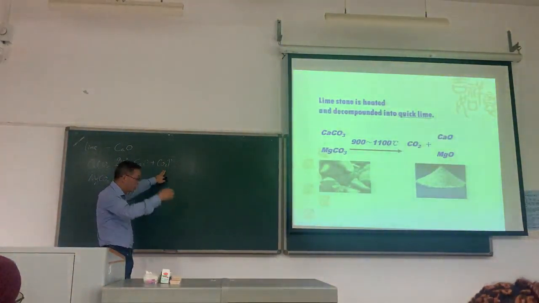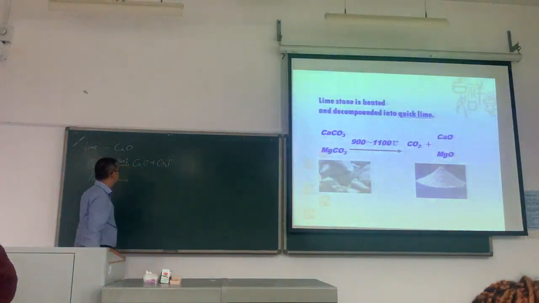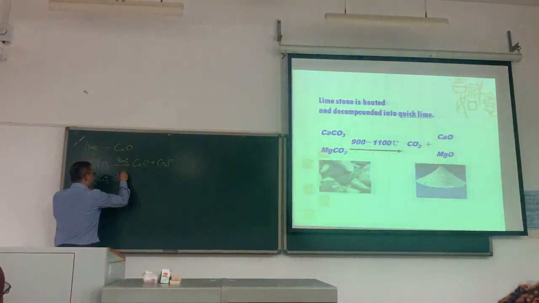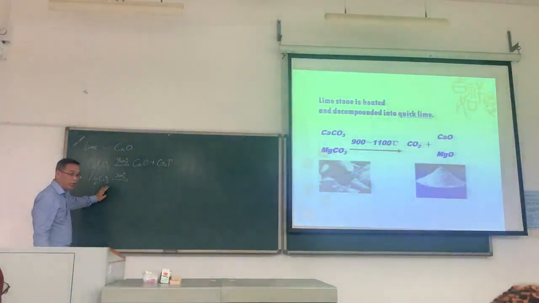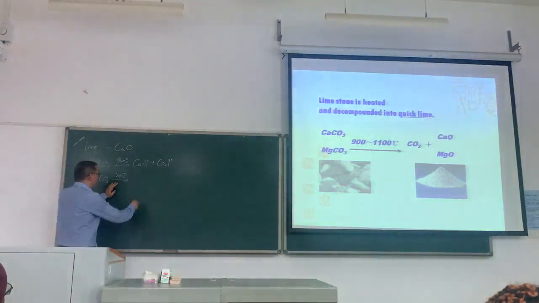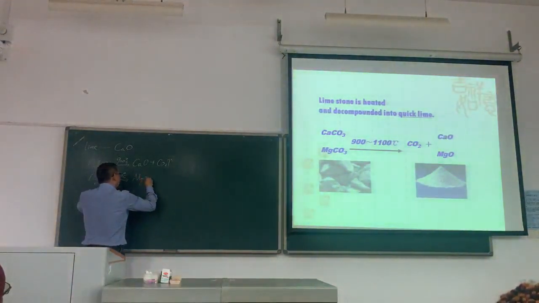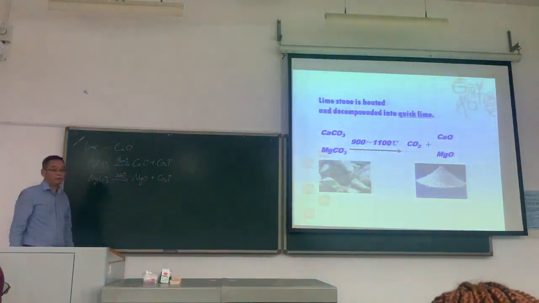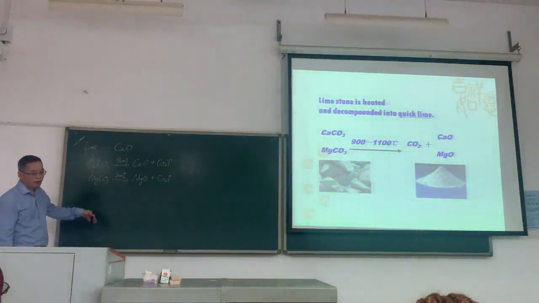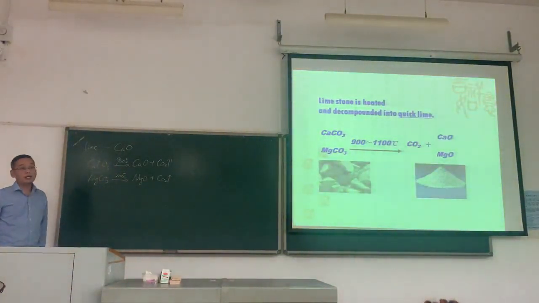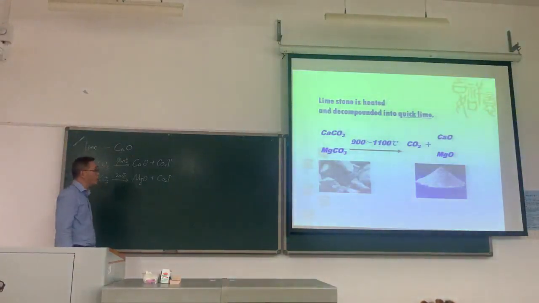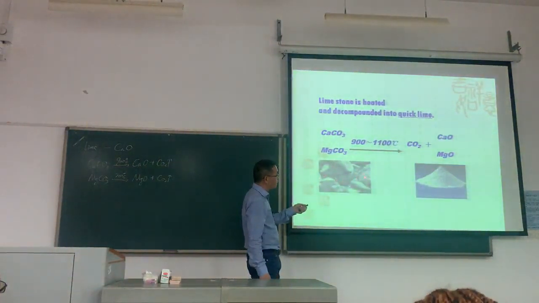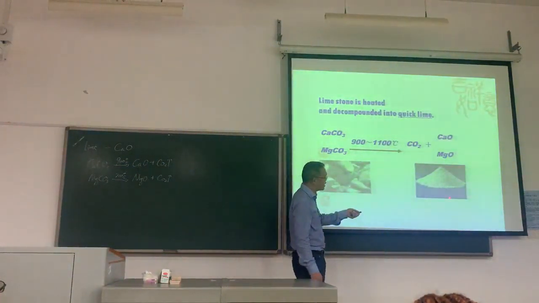For the magnesium carbonate, the best reaction temperature is about 700 centigrade, and it can decompose into the next one. So this is about the production of the lime. Maybe this is the limestone, and then we heat them, and we can get this kind of lime.